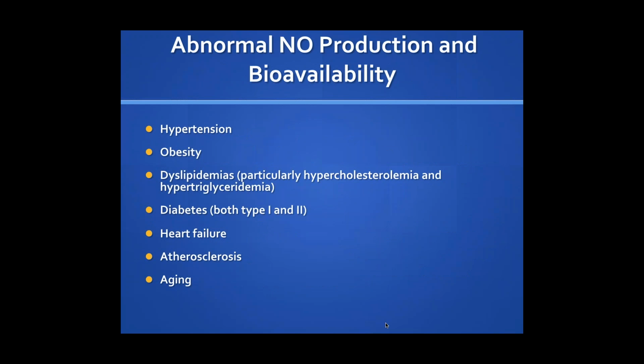So, again, we're looking at hypertension, obesity, dyslipidemias, particularly hypercholesterolemia and hypertriglyceridemia, diabetes type 1 and 2, heart failure, atherosclerosis, and aging. I did this huge study of one patient, and it was my mom. I talk about how I'm using her as a guinea pig because she's got some interesting things going on, and she had hypertension.